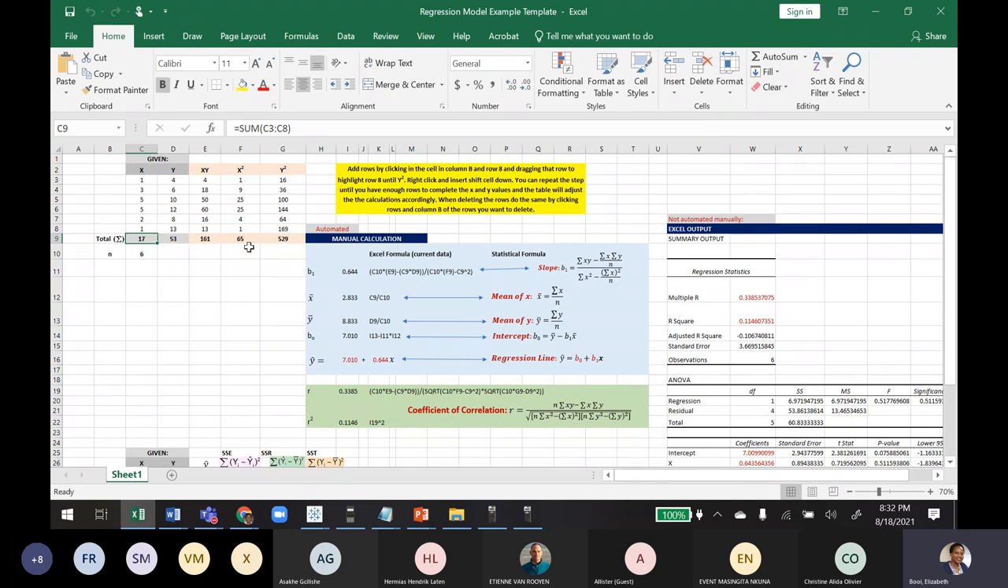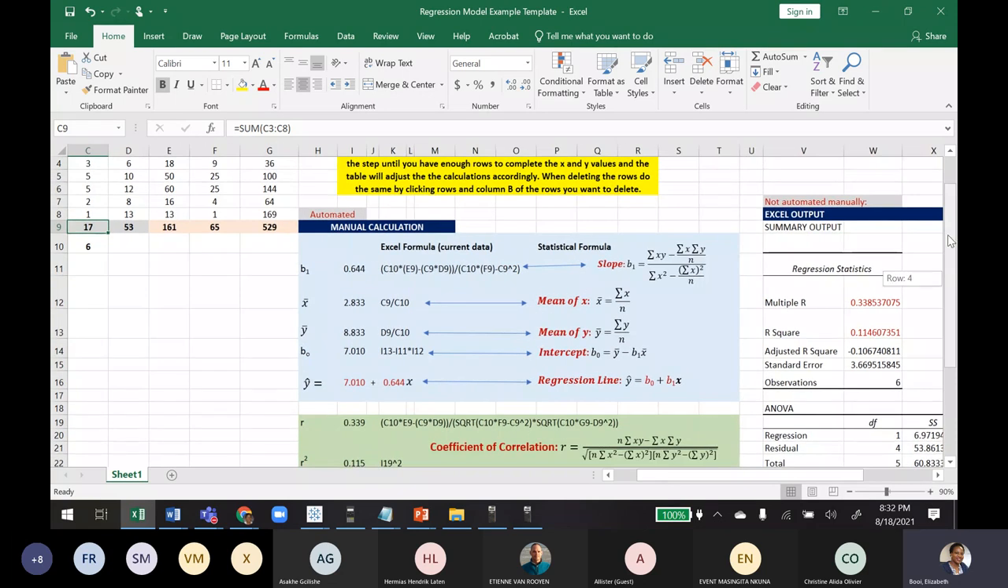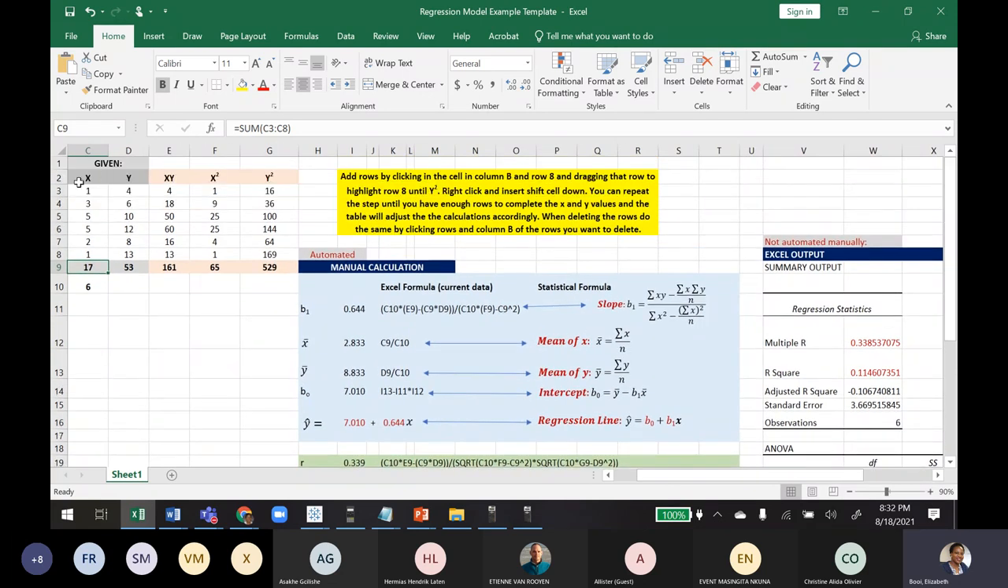So I went on and I calculated, let's make this bigger so that everybody can see properly. So I went and I calculated the summation of those values there, and I calculated the sum of X times Y by just multiplying that value with this value, and I did the X squared, which is just X times X, or 1 times 1, which will give you the same thing, and the Y squared as well, and then it calculates the summation.